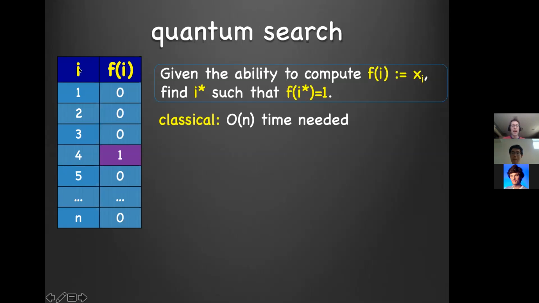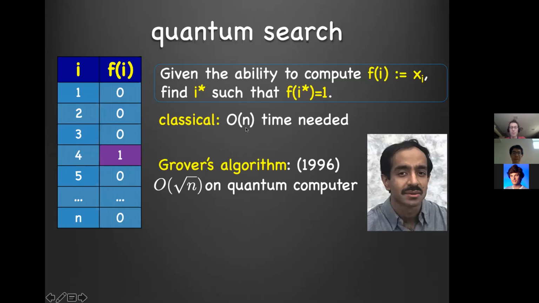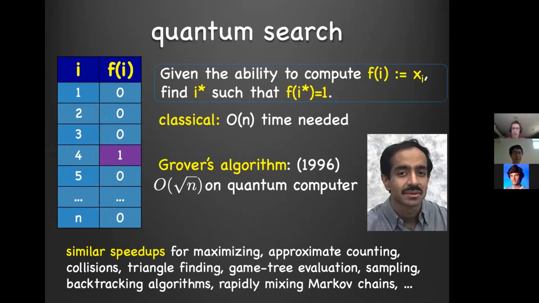Most of you should know what Grover's algorithm is. I have a function, and I'm going to write the truth table of the function. I'm going to think of it as a string, x1 through xn. So I have the ability to compute f of I, and I'm going to call that x sub I, and I want to find the marked I star such that f of I star is 1. So you need order n time classically, root n time on a quantum computer. And we have similar speedups for many other search type problems. It's important to note that this problem is in the oracle model, where the input string is not given explicitly.